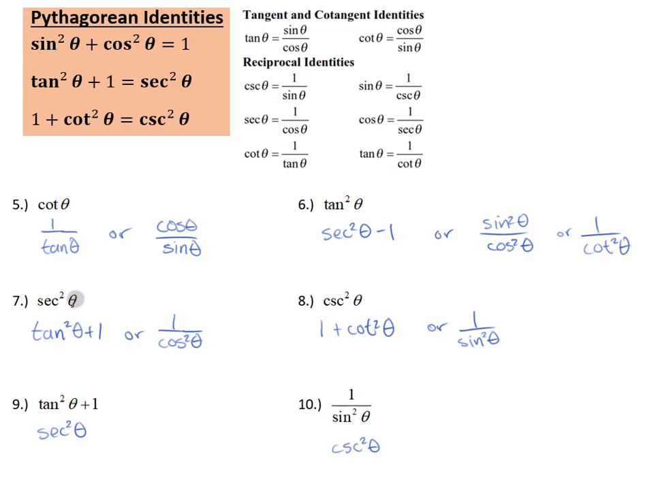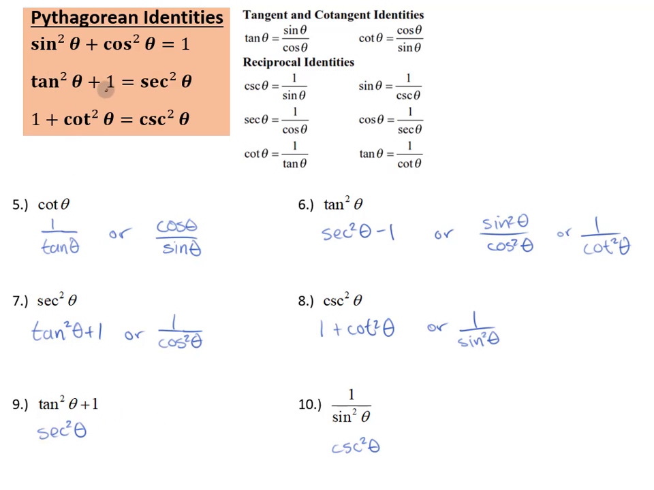Secant squared, via our Pythagorean identity, is tangent squared plus 1, or, and again when you're doing proofs, going to sine or cosine is probably going to help out more, 1 over cosine squared. But this is fine because we're also practicing Pythagorean identities. Cosecant squared is equal to 1 plus cotangent squared from the identity, or if you change it to sine or cosine, 1 over sine squared. Both of these would be good answers for today.